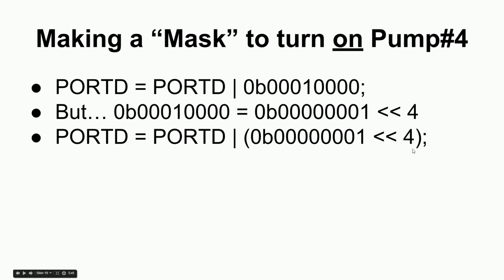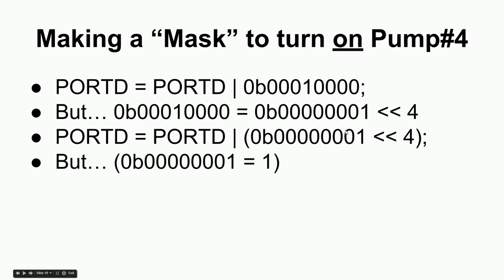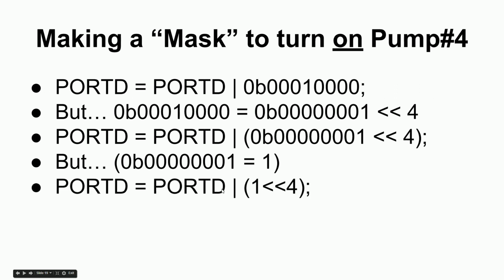However, we can make this even easier by saying that this binary number here is the same thing as just the decimal number one. So why write it in long form as 0B00000001 when you could just say it is the same thing as one? So if that's the case, we can sub this in there and say port D is equal to port D ORed with the number one, which is the same thing as binary one, shifted four times. And finally, one final simplification. Programmers hate to be redundant. Port D equals port D ORed with something. What they instead do is they say port D OR equals one shifted four times. That's the same thing. That's so you don't have to spell port D out twice.